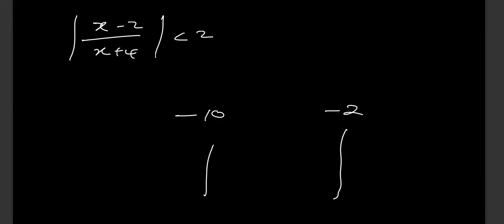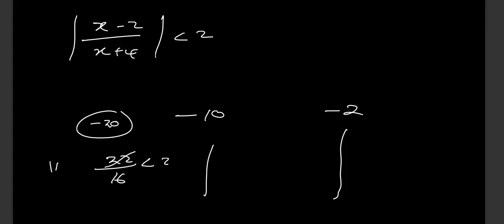If you choose any number less than negative 10, let's say negative 20 for instance, you put it here on top. This gives us negative 22, and the modulus is just 22. Then down, this is negative 16, and the modulus gives you 16. Is this number less than 2? We try to reduce it: that's 11 over 8. If you divide 11 by 8, that is 1 point something. So yes, this number is less than 2. That's true, right?